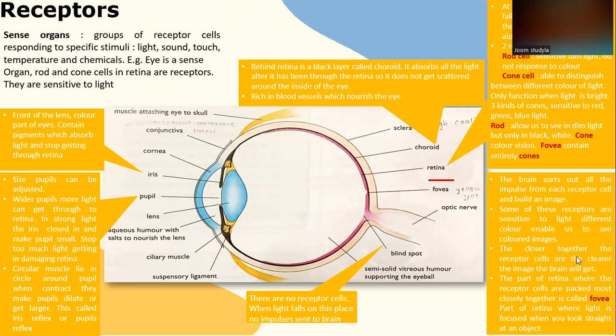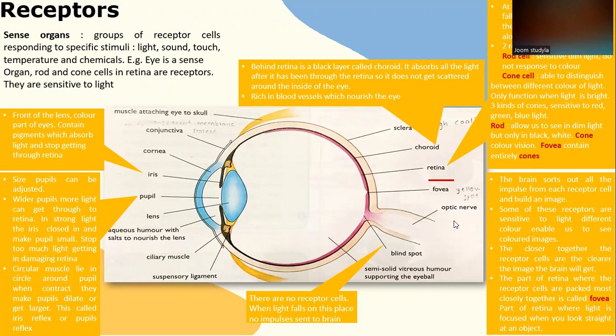So the closer together the receptor cells are, the clearer the image the brain will get. The part of the retina where the receptor cells are packed most closely together is called the fovea. It is the part of the retina where light is focused when you look straight at an object. This is where the fovea is located.